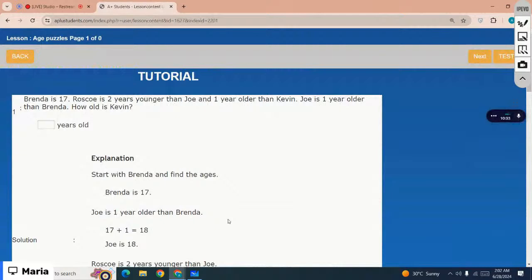Okay, so let's start with the first example. Brenda is 17. Roscoe is 2 years younger than Joe and 1 year older than Kevin. Joe is 1 year older than Brenda. How old is Kevin? So basically, you have to read the question carefully. You have to follow the steps one by one, and then you will get your answer.